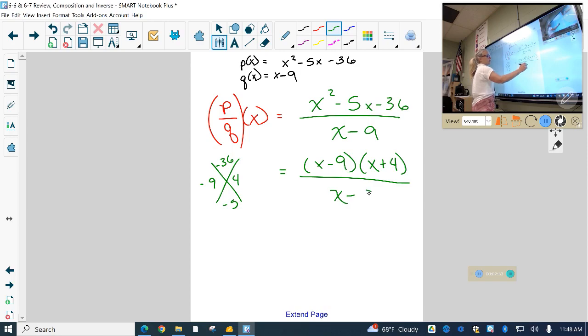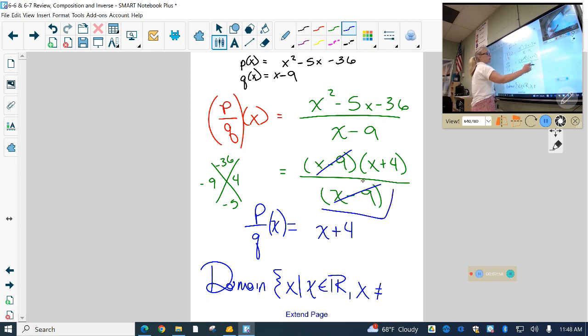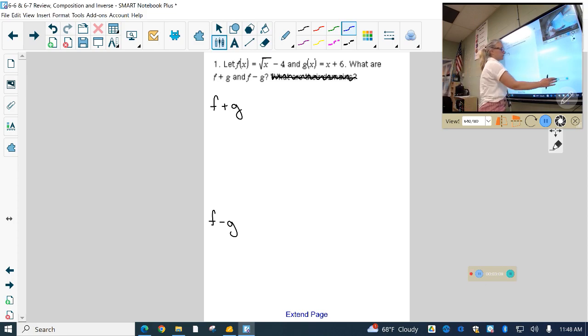over x minus 9. And there we have it again. We can cancel out our x minus 9s. So p over q of x is equal to x plus 4. However, the domain is all real numbers. But what can x not be? What would make the denominator equal to 0? When x equals 9. X cannot be 9. Let's go ahead and do the next one.